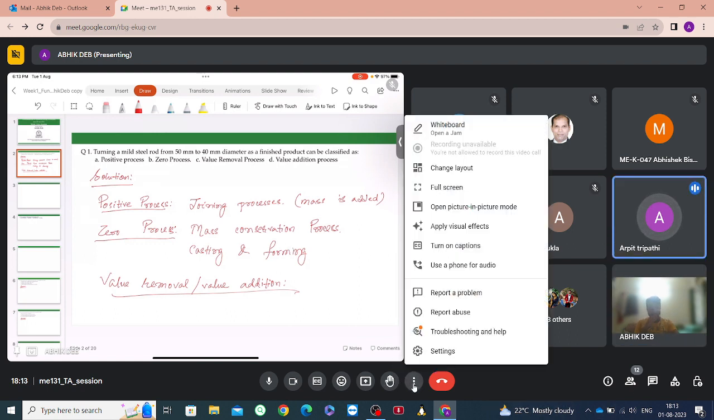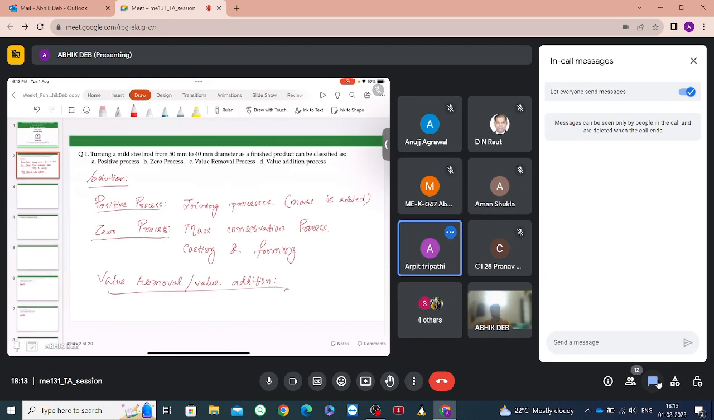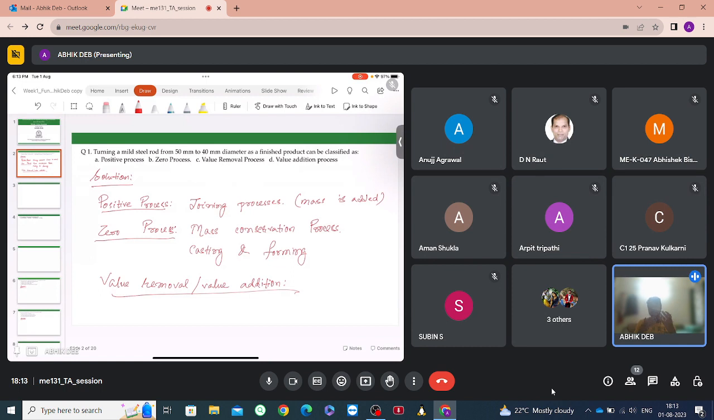You have to write value addition in place of value subtraction. No, I am asking what will be the difference between a negative process and a value removal process or a value subtraction process. One and the same, sir. Okay, so I would like to mention here that it is not exactly the same. Actually, it is quite different.